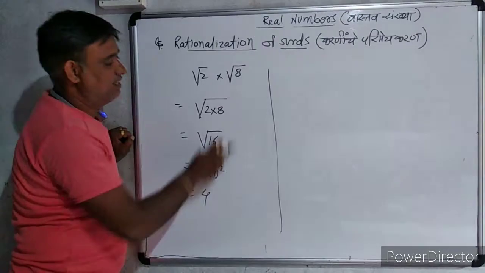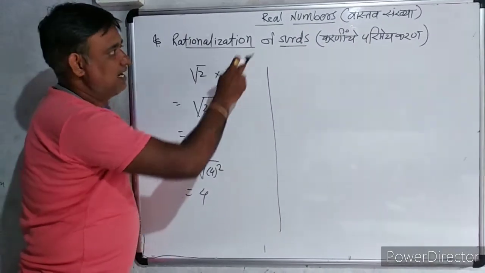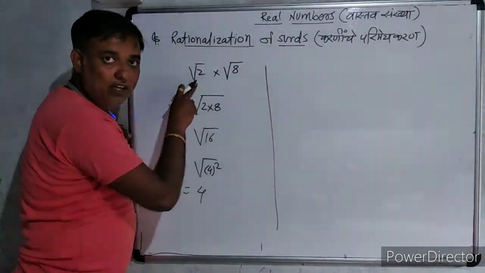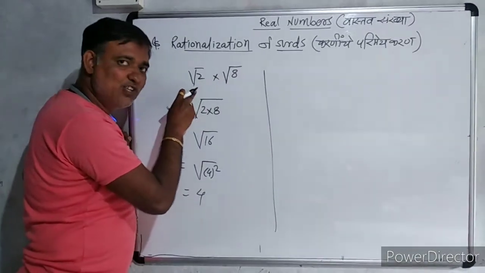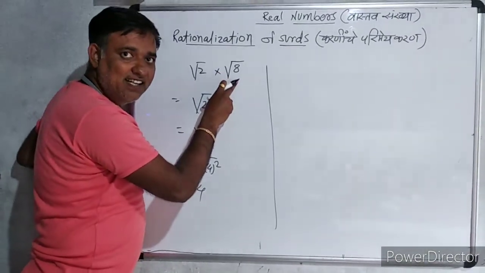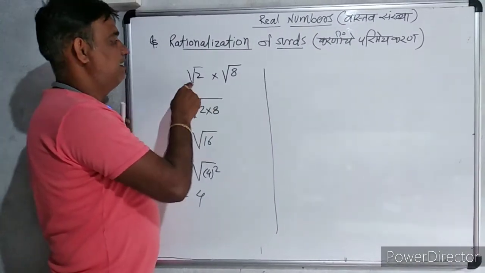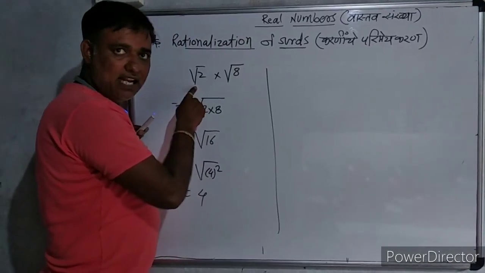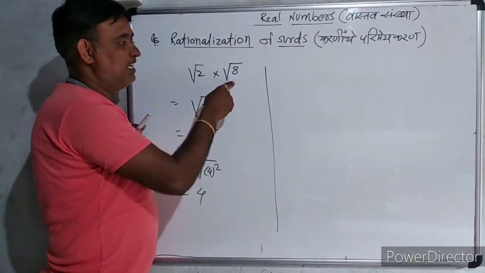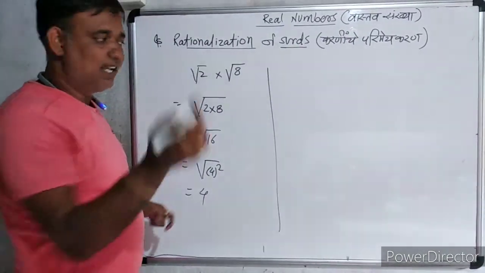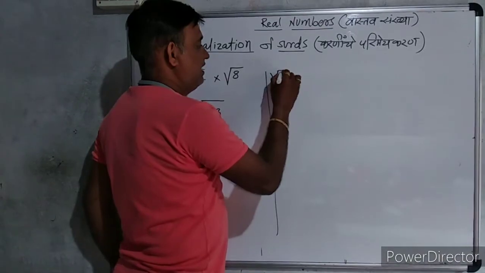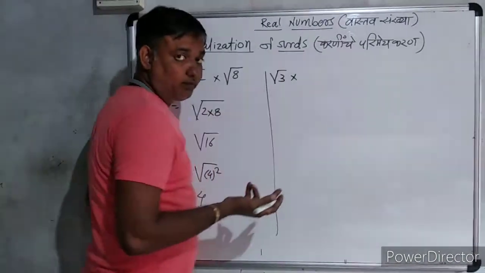So in this case, radicand 8 is the rationalization factor of radicand 2, and radicand 2 is also the rationalization factor of radicand 8. One other example we can take is radicand 3.